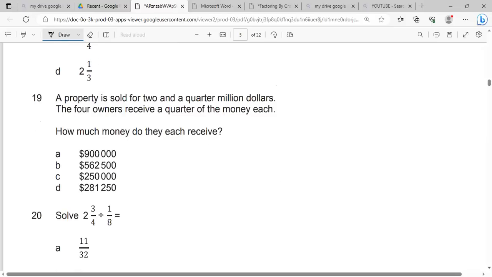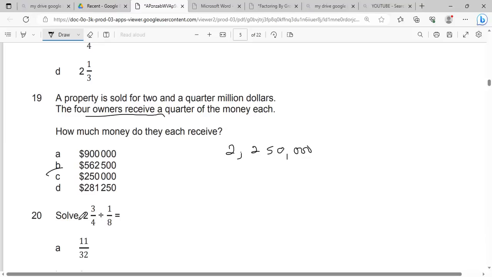A property is sold for $2.25 million, and 4 owners receive a quarter. So that's 2 point, oh, do it the long way. Based on the answer, it can only be this, all right? 4 times this would not even give you a million. 4 times this gives you a little over a million. 4 times this, it has to be this. It couldn't be this. All right, so I'm now going to work out that one.